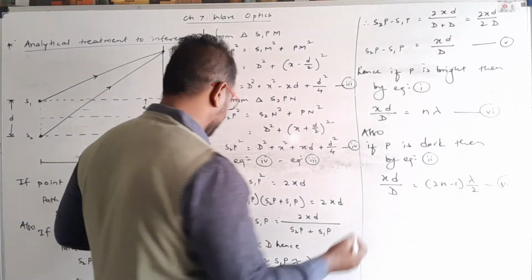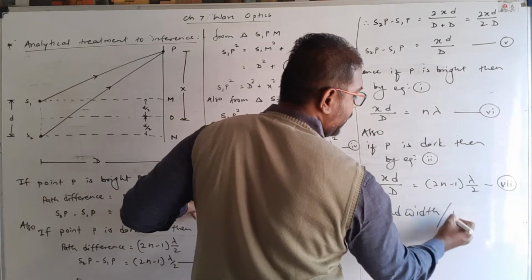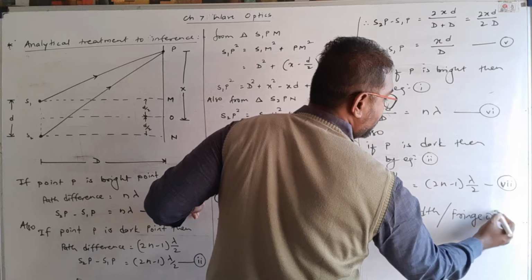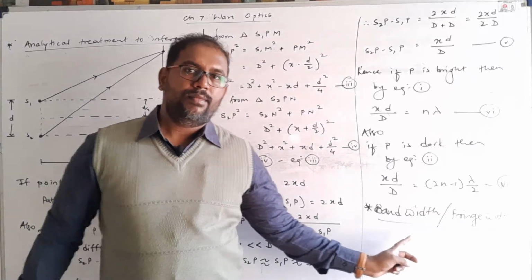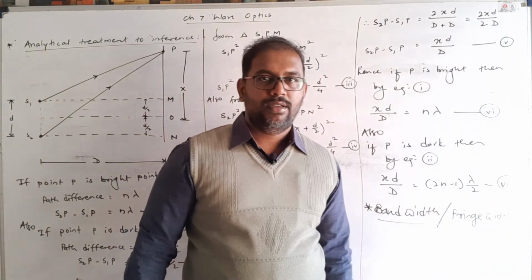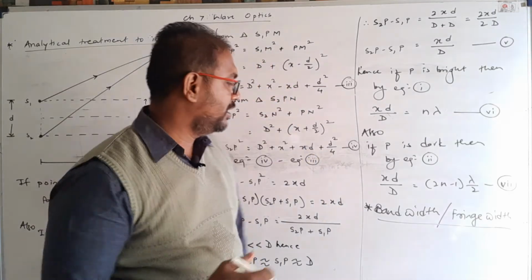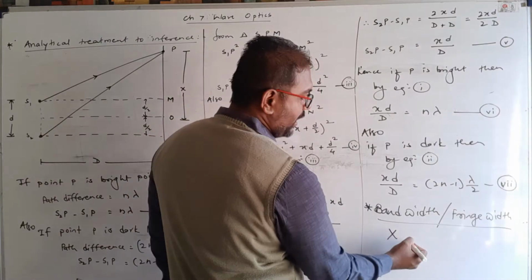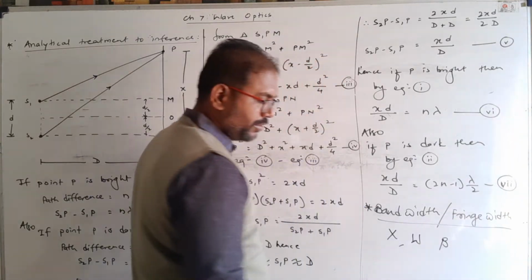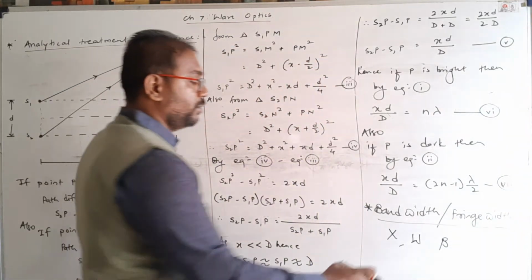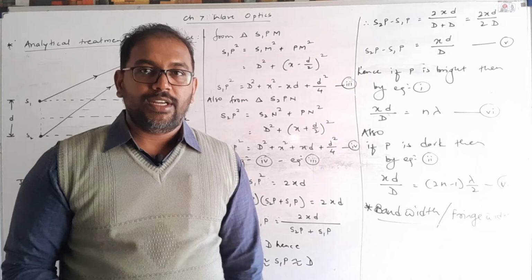Now let me introduce one term here. What is bandwidth? Bandwidth is also called fringe width. Generally, this bandwidth or fringe width we can represent by capital X, capital W, or the symbol beta. In your textbook they use capital W, so we use capital W. Now pay attention here.